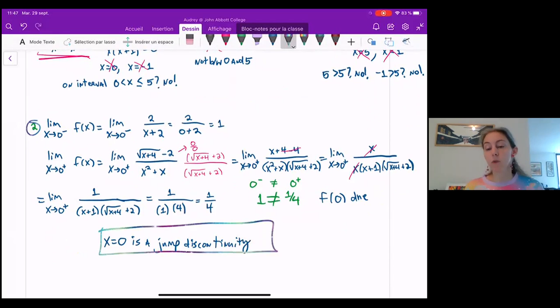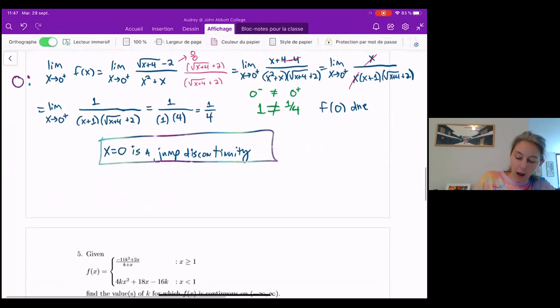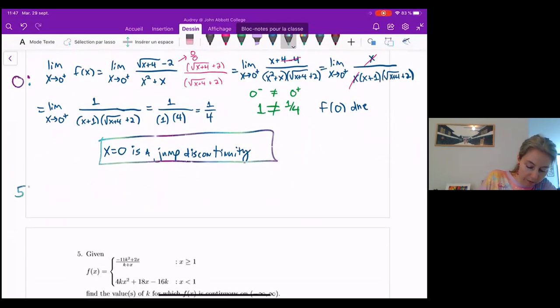If the left and right limits had been the same, so if I'd gotten 1 for both of them, then the fact that f of 0 does not exist would have mattered, because it would have said this is a discontinuity despite the fact that the left and right limits are equal, and it is a removable discontinuity because the limit exists and the left and right are the same, but the function is different, and that's where removable discontinuities occur. All right, so first we checked our breakpoint 0, and now we're going to check our breakpoint 5.